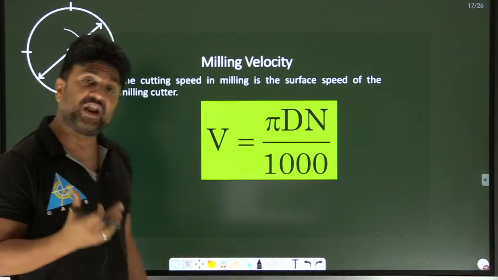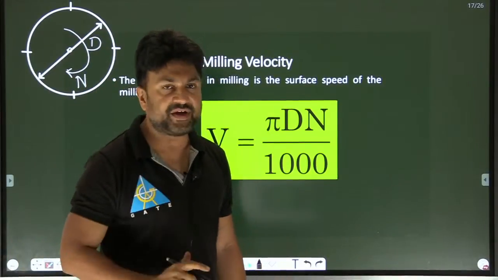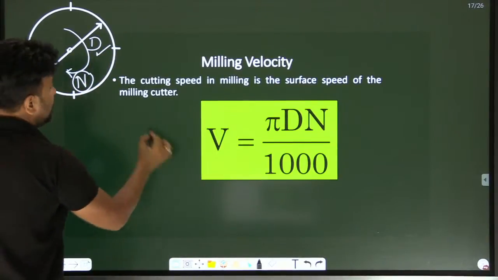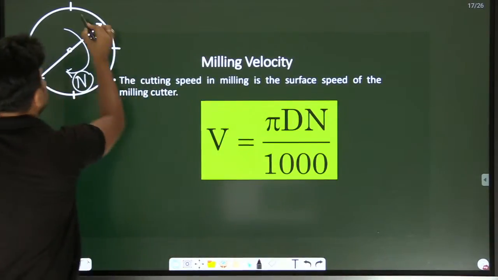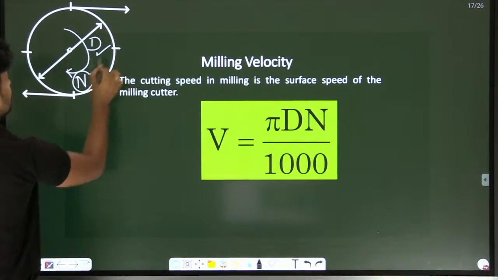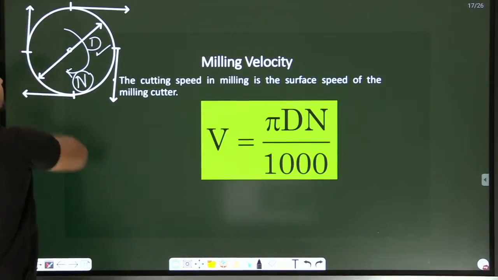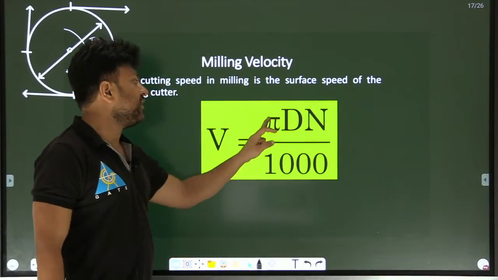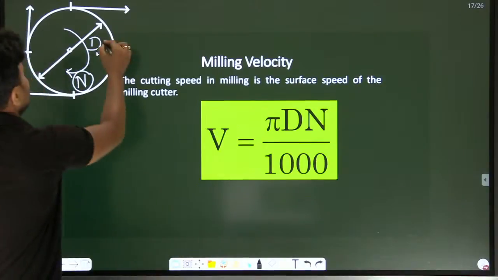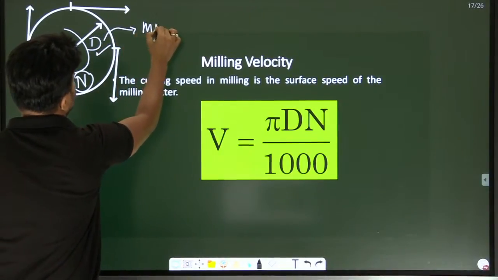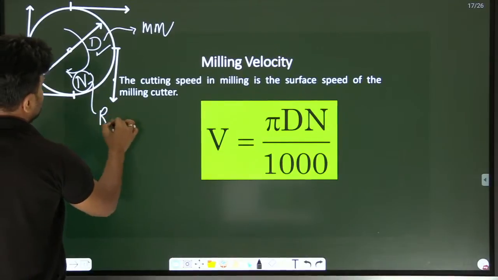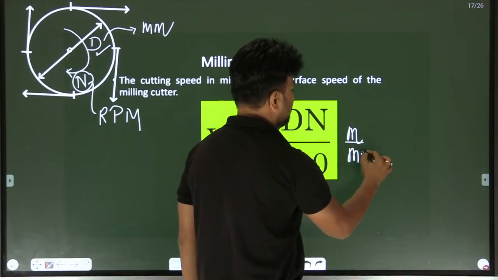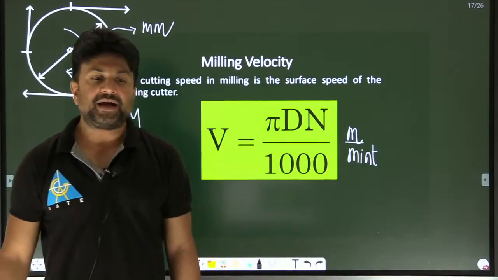Now, with what velocity will the milling cutter cut the workpiece? If the milling cutter has diameter D and RPM N, then the peripheral cutting velocity is pi D N divided by 1000, because here the diameter is in mm. If the diameter is in mm and N is in revolutions per minute, then the velocity will be in meters per minute.